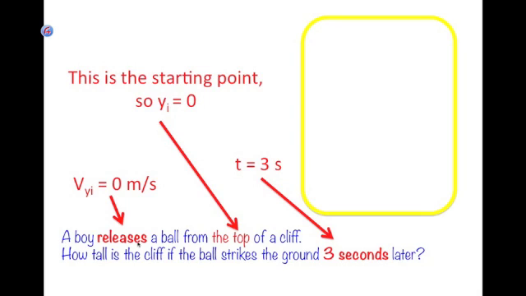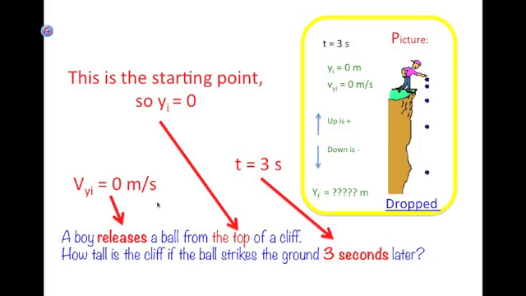Since the boy releases this ball, we know that he didn't give it any initial velocity. So the starting velocity in the y direction would be 0. That's one piece of implied information. The other piece of implied information is partly due to what we can choose as our frame of reference. We're going to call the top of the cliff the starting position for y, so yi equals 0. As you can see, we've got three pieces of numerical information to start from.